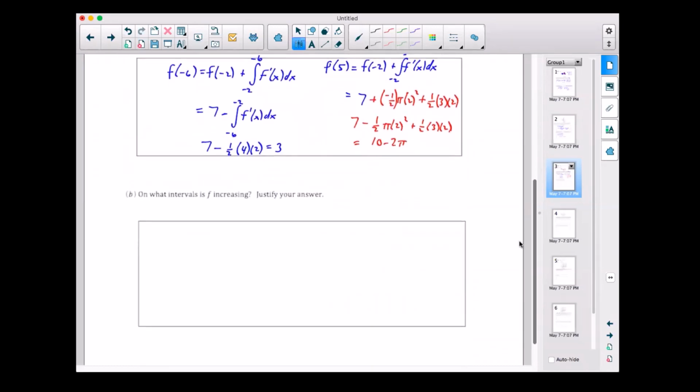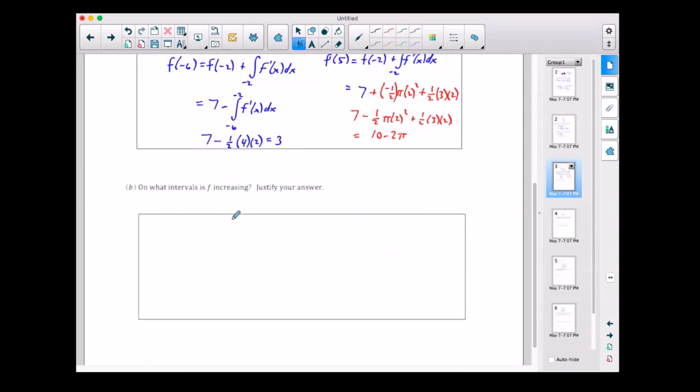So let's go to part B. On what intervals is f increasing? So again, I don't like to look at the graph and answer the problems. I like to look at the question and say, what does it mean for f to be increasing? If I translate what that means using our sheet or handout, f increasing means that f prime, f's derivative, must be positive.